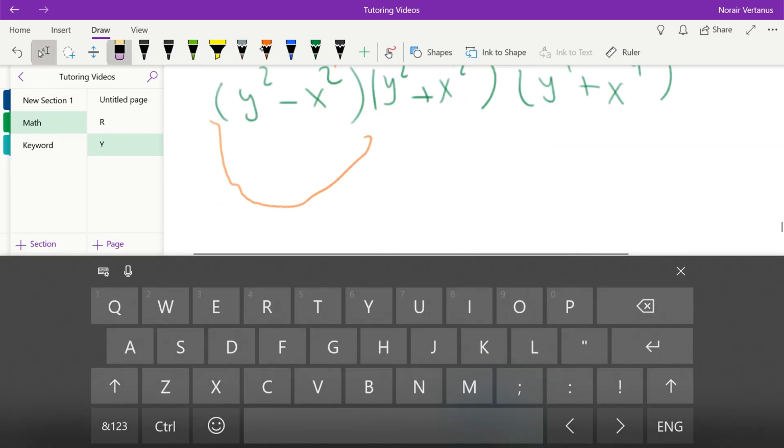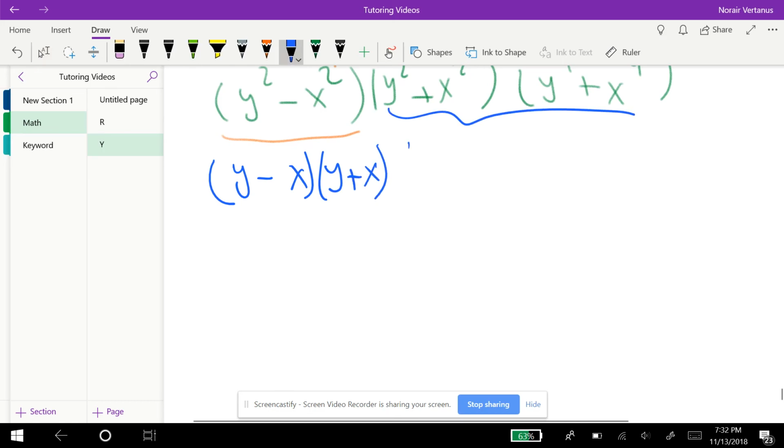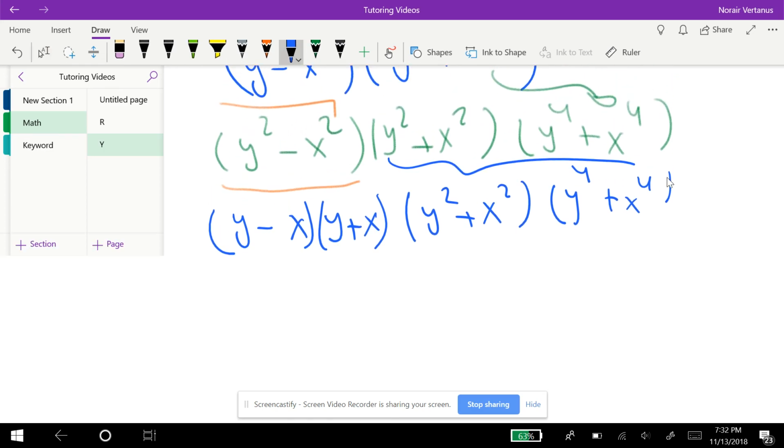So what we get is y minus x times y plus x. And the rest just drops down here: y squared plus x squared times y to the fourth plus x to the fourth. See, that's what it is. So we're done with this one.